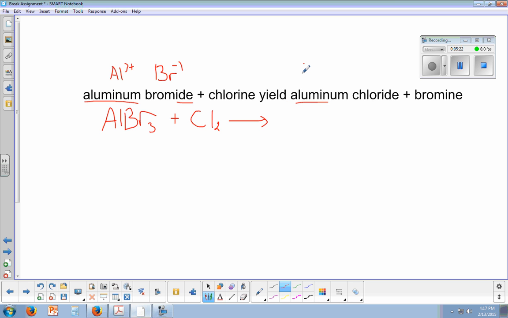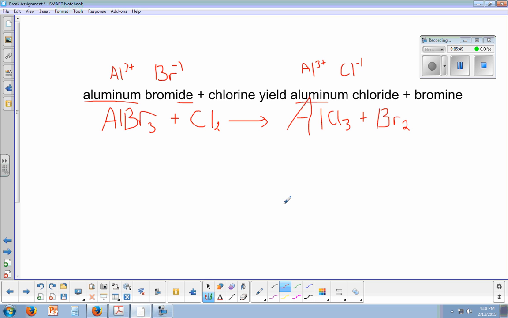So again, I'm going to do the charges and crisscross. We already know Al is +3, and we look up chlorine, and it's -1, just like bromine. They're in the same group. And I'm going to get AlCl3 plus bromine. Now again, you would think I just put Br, but Br is part of Brinkelhoff. So again, we have to put a 2.